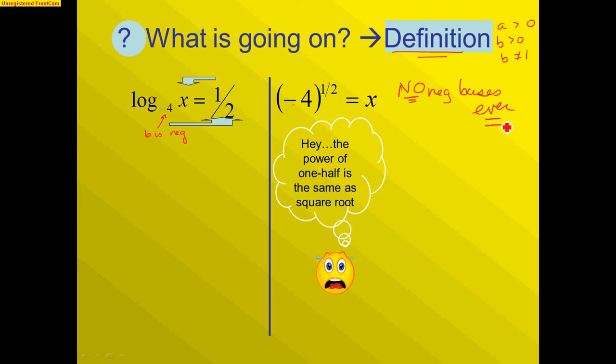And that's just what was decided a long time ago. Since we want to be working with real numbers, I don't want to set up a situation where logs might give me a non-real answer, even though sometimes it will give me real. If any time I'm going to get a non-real answer, I'm going to eliminate that situation. And that's what they did. So they said bases always have to be positive. Now you know why.